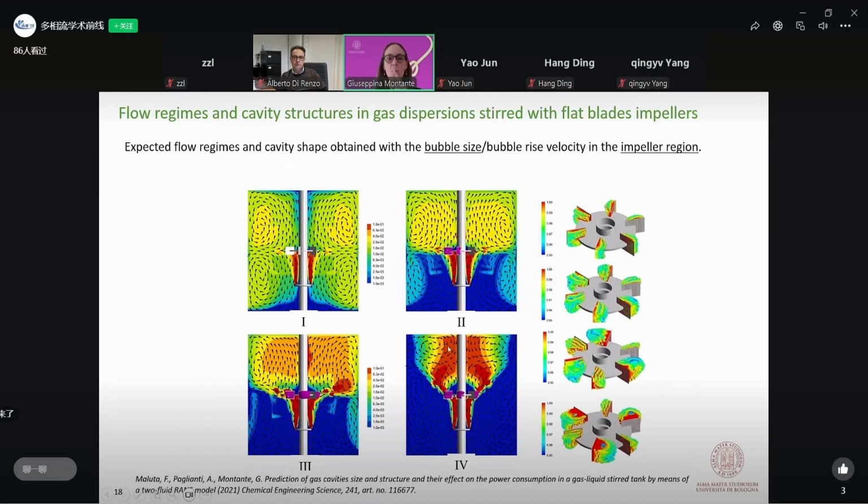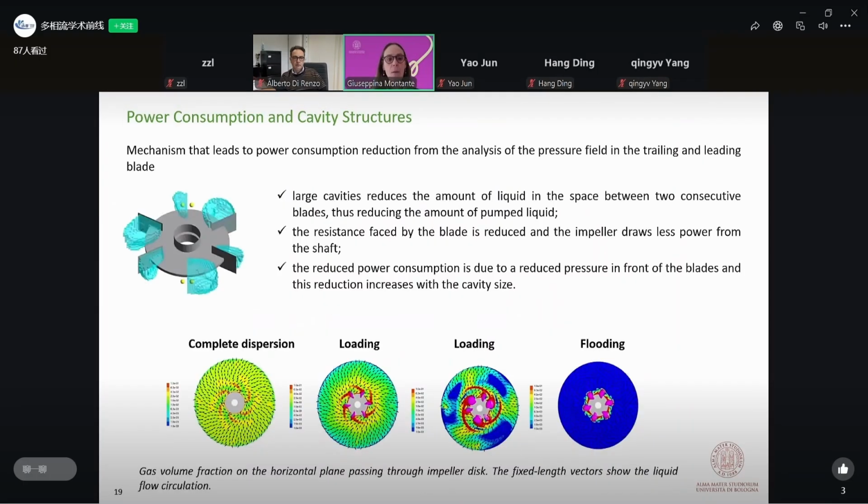And from this gas accumulation, also the regimes inside of the reactor depend. Here we have a full recirculation of bubbles everywhere. We have a loading condition in these two cases. And in this case, we have a flooding condition. And so if we can get the cavities, we are also able to get the regimes for the bubbles.